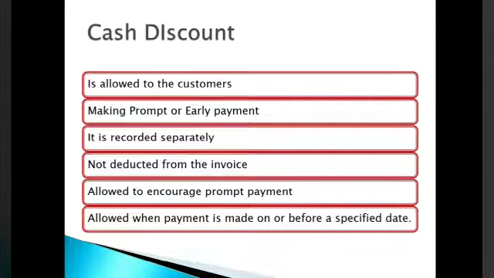Cash discount, on the other hand, is allowed to the customers for making prompt or early payment. In other words, cash discount is allowed only if the customer makes a payment within a fixed period of time. Such discount is provided by the seller or the vendor or the trader just to motivate the customer to make the payment at the earliest. This discount is allowed at the time of making the payment, so this entry of a cash discount is recorded in the books of account.